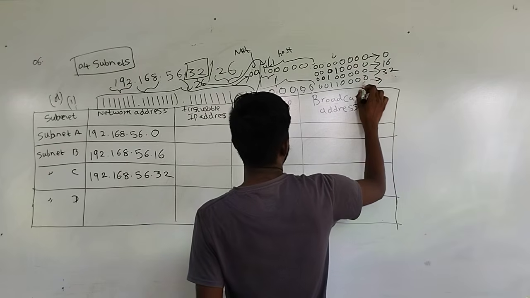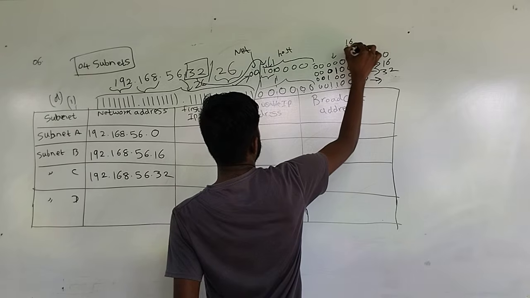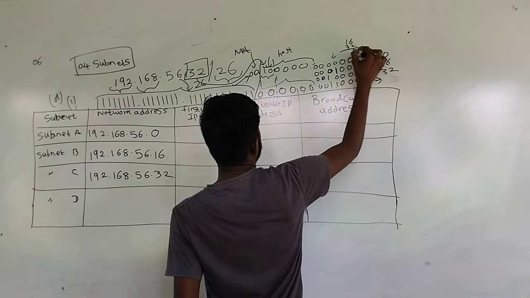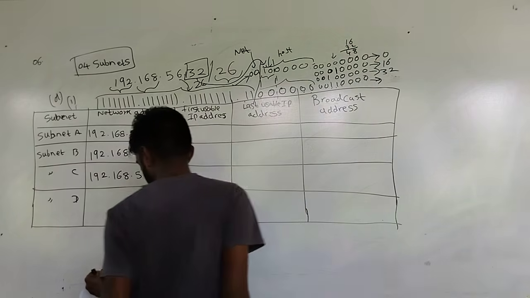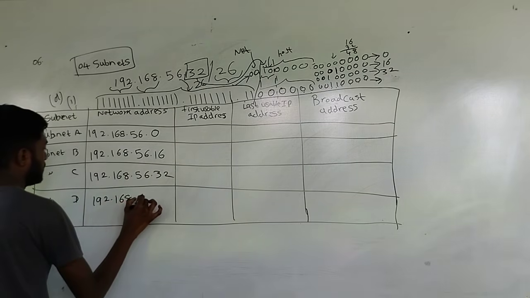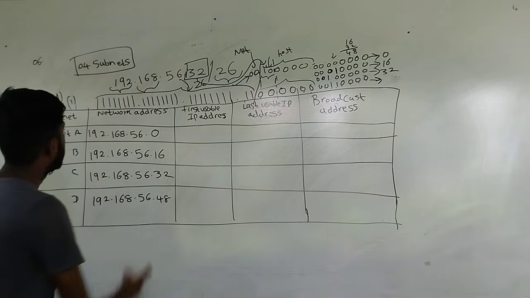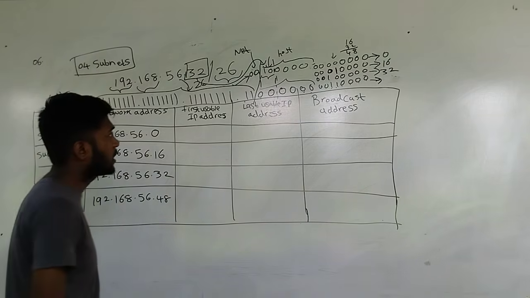32, yes, now here 1, 2, 4, 8, 16, 32. So 16 and 32, 8, 48, you will be getting 48. So 192.168.56.48. Now to find the broadcast address, how do you need to find the broadcast address?